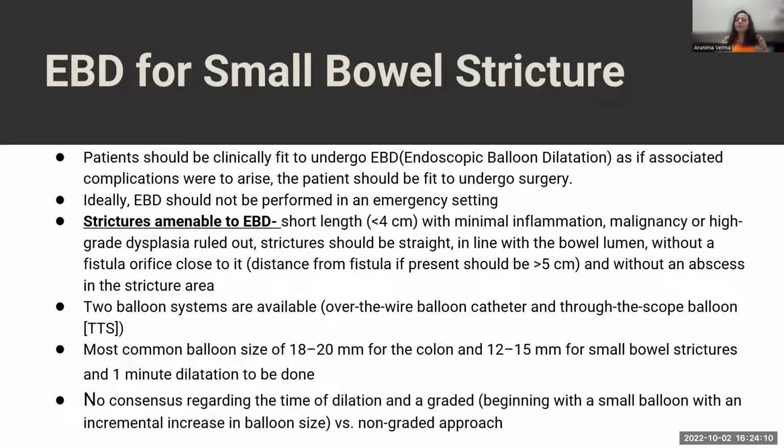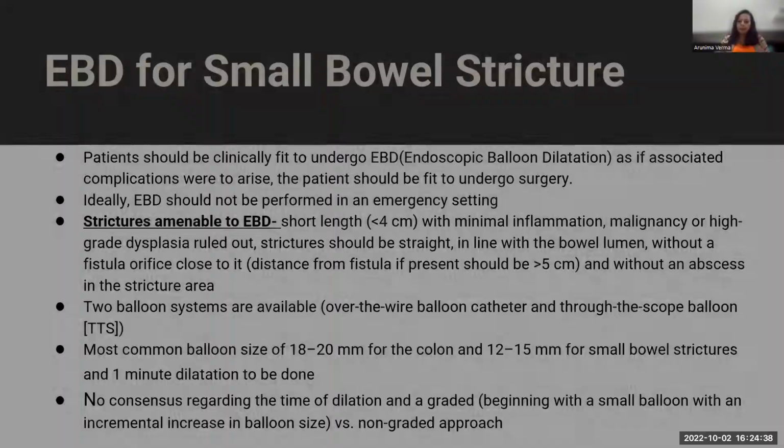And if there is a fistula, because in Crohn's you have multiple strictures and there is fistulation also, the fistula should be at least more than 5 cm away from the stricture. And there should be no abscess in the stricture area. Again, the most common balloon size available for small bowel is 12 to 15, and for the colon it is 18 to 20. One minute of dilatation should be done. There is no consensus regarding the time of dilatation, and for a graded versus non-graded approach also, there is no consensus.